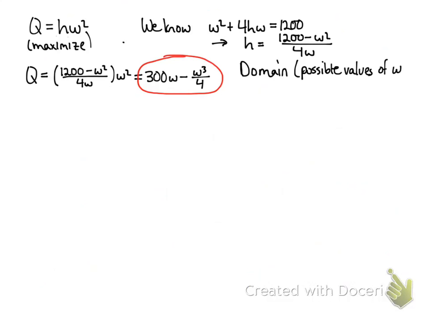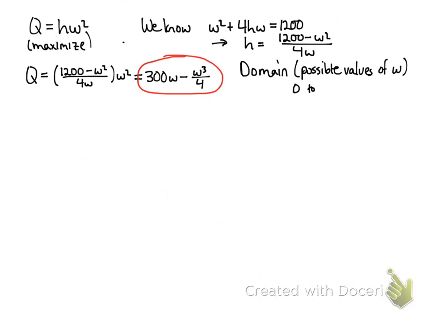What's the domain? That is, what values of the variable w make sense in this problem? Well, w is the width of the base of our box. So first of all, it has to be a positive length, right? You can't have negative or 0 for the width of your box. So it needs to be positive, above 0.